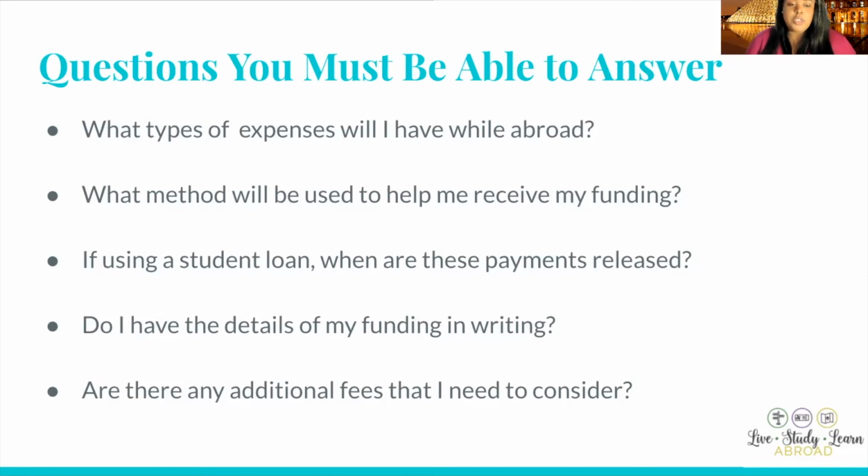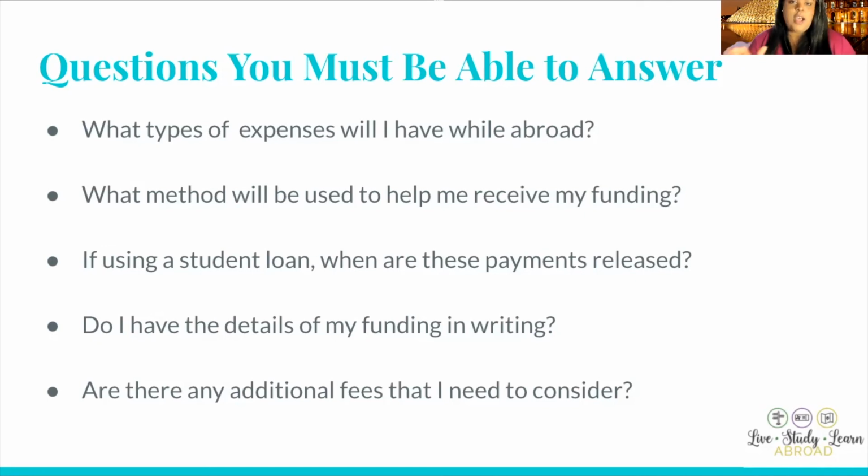If you are using a student loan specifically, when are the payments released? Oftentimes, I know at least here in the US, and it's probably similar in other parts of the world too, if you have a student loan or you're using student financing, it is often not released in one lump sum. It's usually on a schedule. So you're going to need to figure out how that schedule of when the money is released matches up to when the tuition is due.